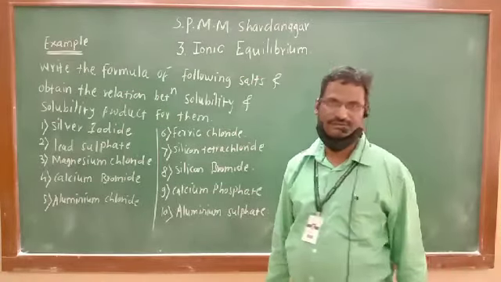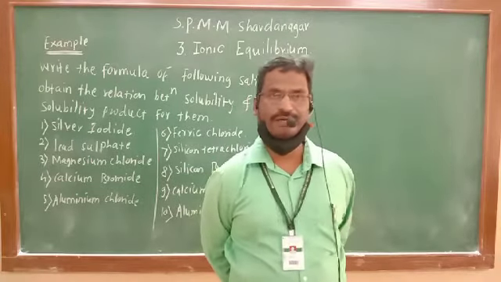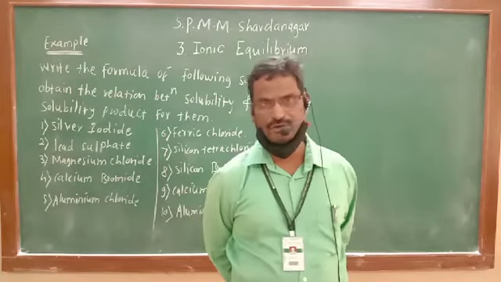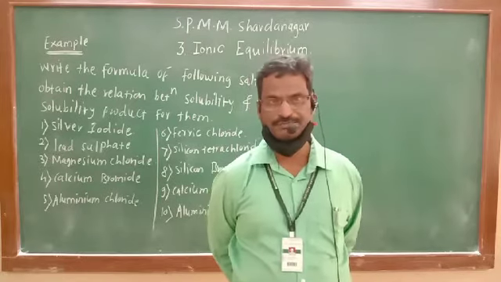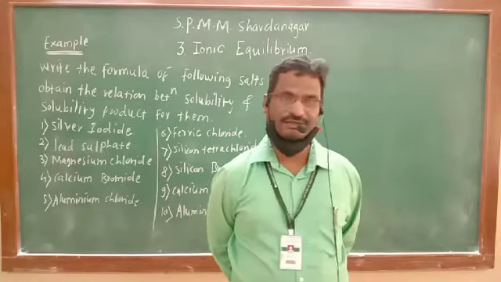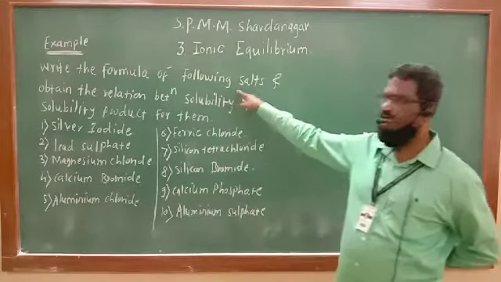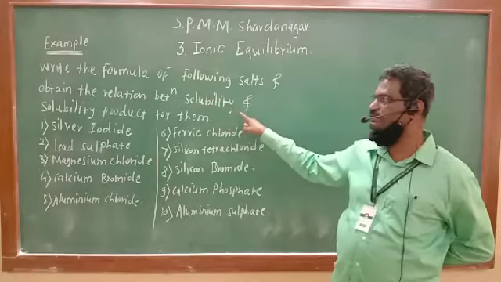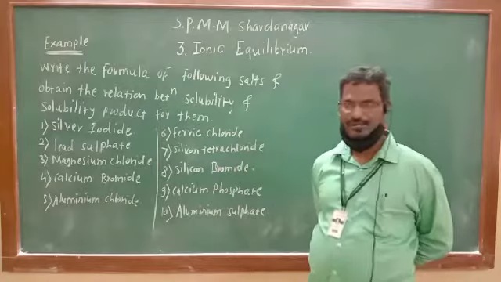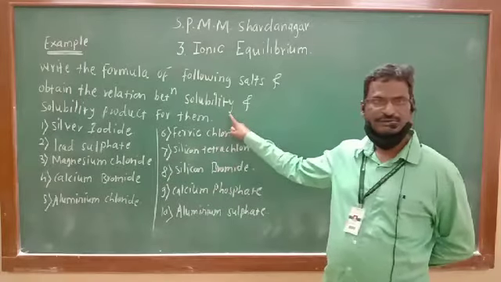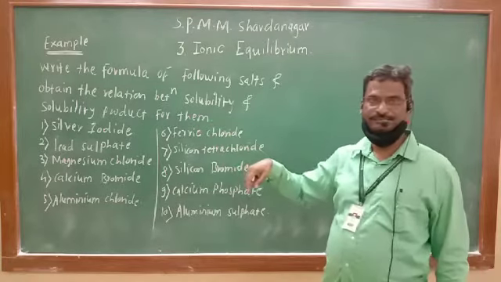In the last lecture, we have seen how to obtain the relationship between solubility and solubility product for 5 different types of salts. Based on that lecture, here we have to write the formula of salts and obtain the relation between solubility and solubility product for these salts. So this lecture is nothing but the application of the last lecture.